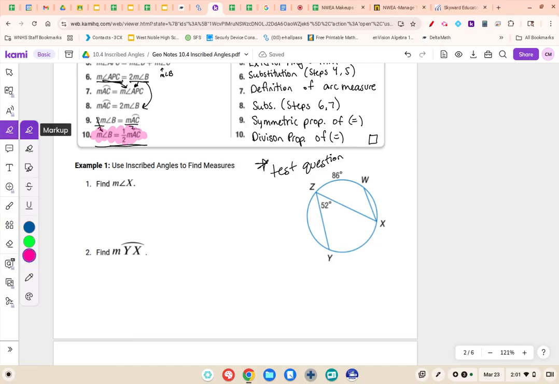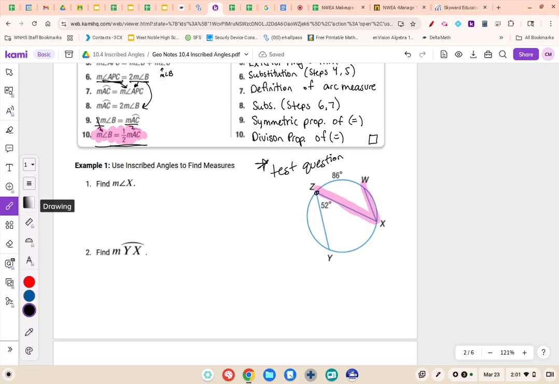First of all, we are finding the measure of angle X. I notice that this arc here has the same endpoints as that inscribed angle. So this angle has to be half of the arc. So I just divide by 2 to get the measure of angle X.